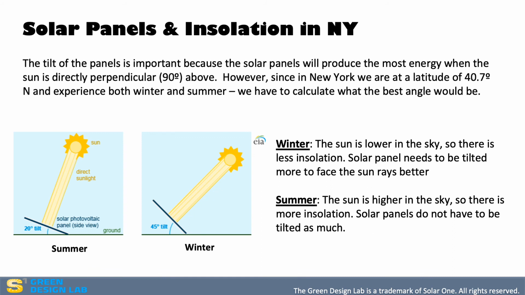Determining the optimum tilt to install solar panels is very important in order to produce the most electricity. Here in New York, we have seasons, so the optimal angle to install a solar panel actually changes for the summer and the winter. As the image here shows, during the summer, when the sun is higher in the sky, solar panels do not have to be tilted as much compared to the winter when they need to be tilted more to account for the sun being lower in the sky.